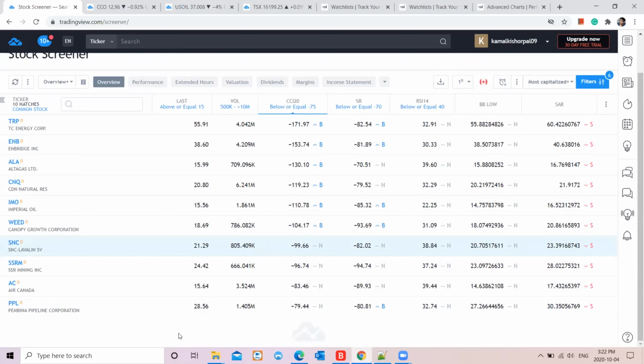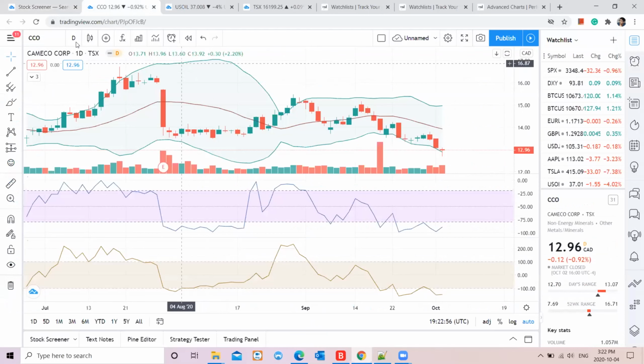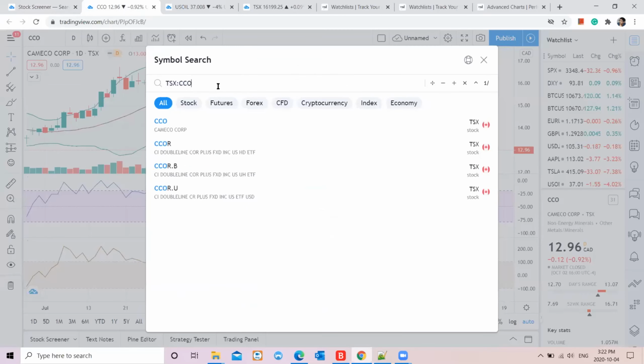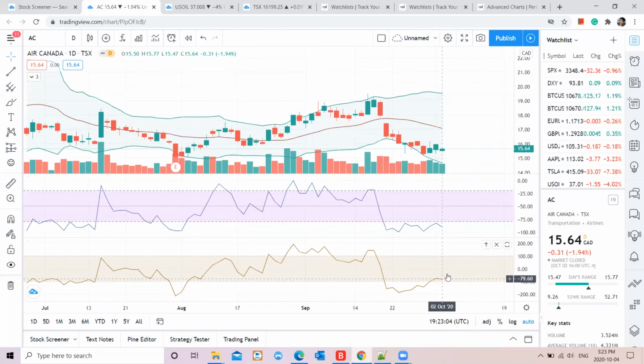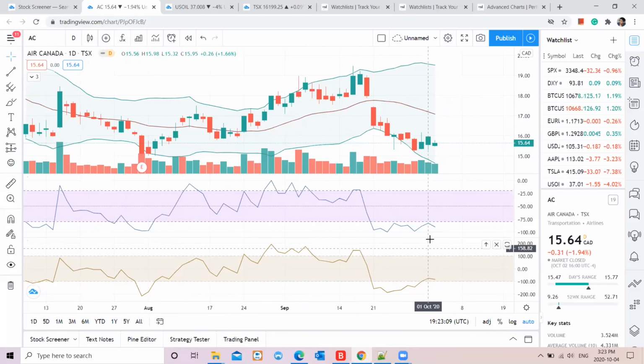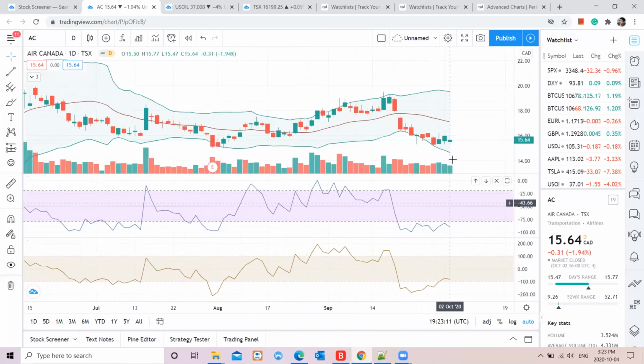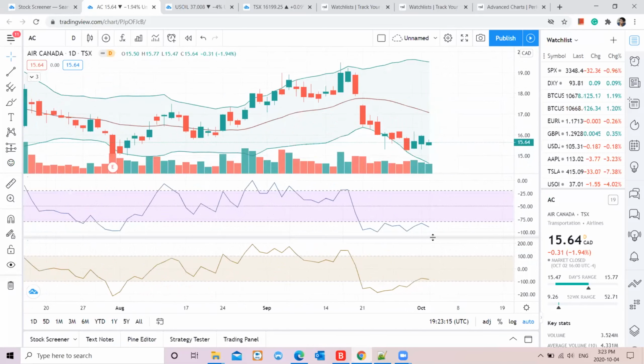What do you suggest about Air Canada? I'm holding off at 16.6. Welcome to the group. I'm also holding it. If it is down, then I'm positive on Air Canada. I'm very positive on Air Canada. Let's see what the chart says. See the chart now.